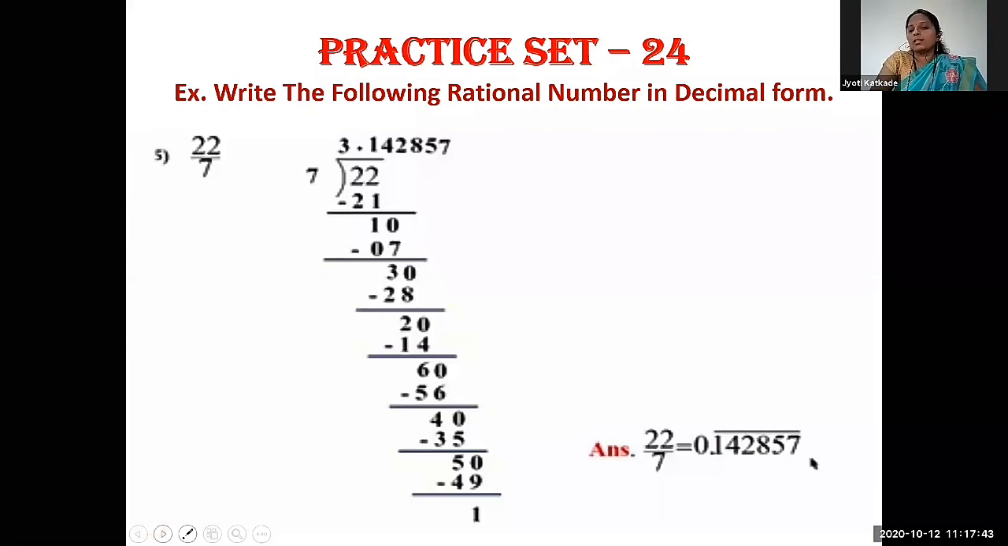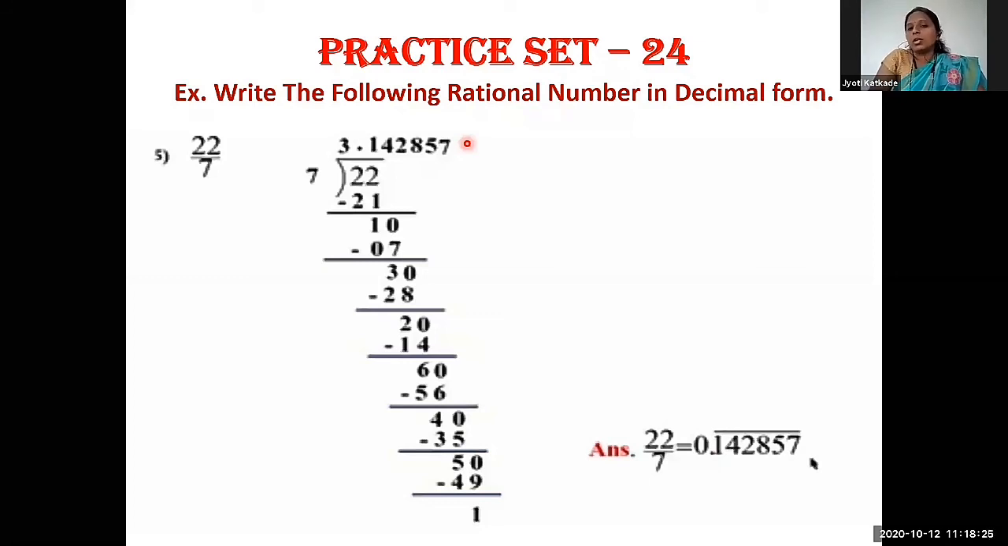See the last examples from practice set 24. There are more examples, I think two more are there. Solve them, these are for your homework. Do you have any question regarding this topic, students? See, there is one more example. Write down this example, 22 upon 7, and try to solve. I think all of you understand how to solve this example.